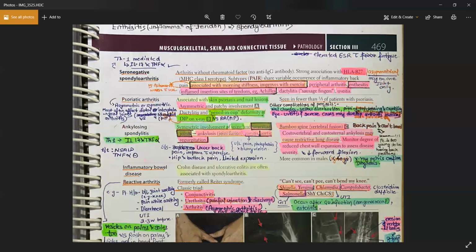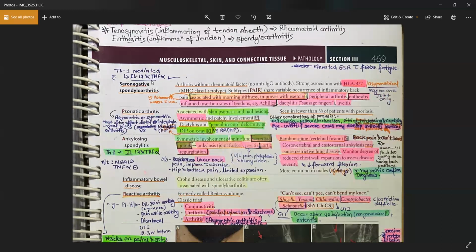And please note all of these conditions involve interleukin 17 and TNF alpha, just like rheumatoid arthritis. They also involve interleukin 17 and TNF alpha. And the cells that are involved in this condition are the Th17 cells. Please note that fact. If someone asks you what cells are causing all these seronegative spondyloarthritides, it is the Th17 cell.